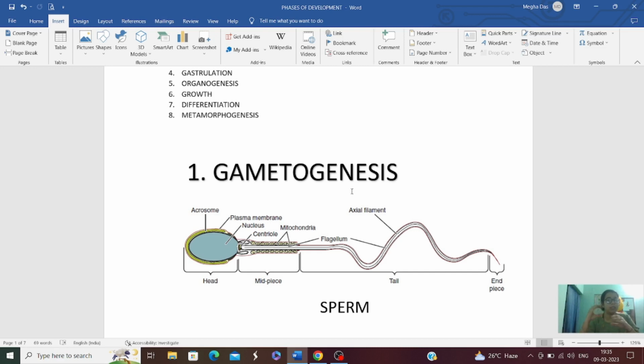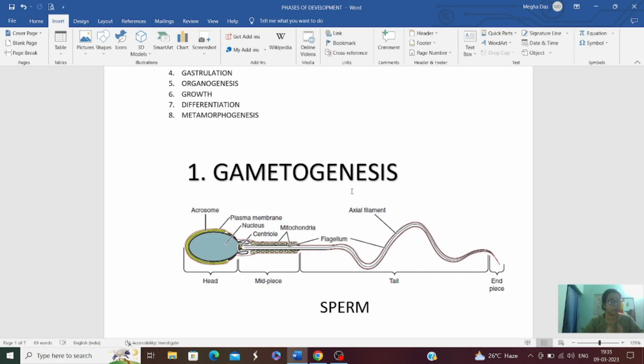In the case of the male, it is known as spermatogenesis, that is the development or formation of sperm. And in the case of the female, it is known as oogenesis, that is the formation of the ovum.